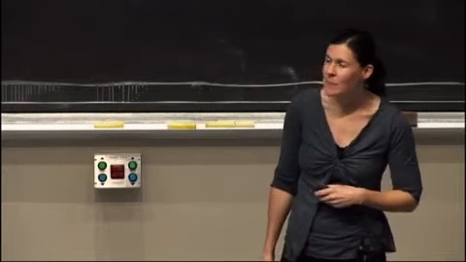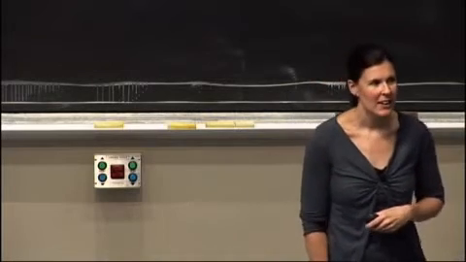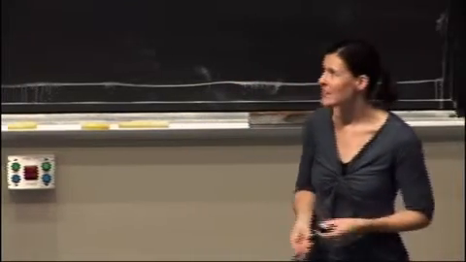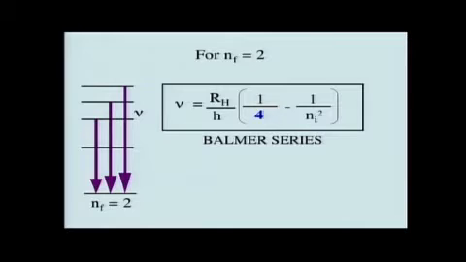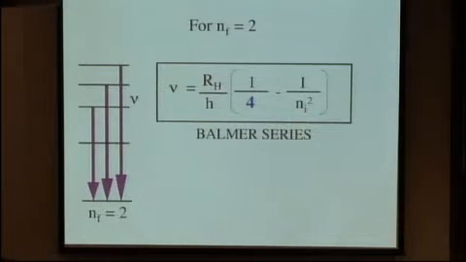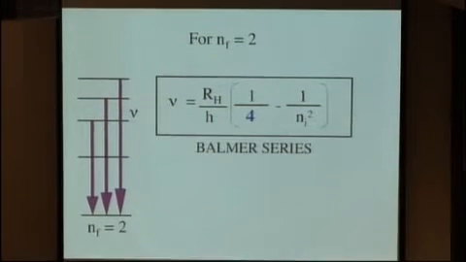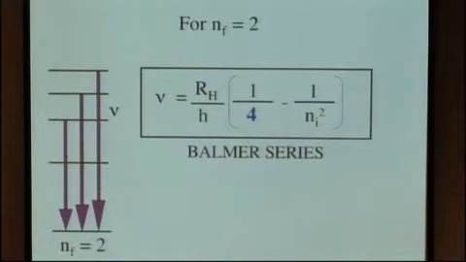We can plug this in further when we're talking about the visible part of the light spectrum, because we know that for n final equals 2, that would mean we plug in 2 squared here. So what we get is 1 over 4. So this is our final equation. And this is actually called the Balmer series, which was named after Balmer.